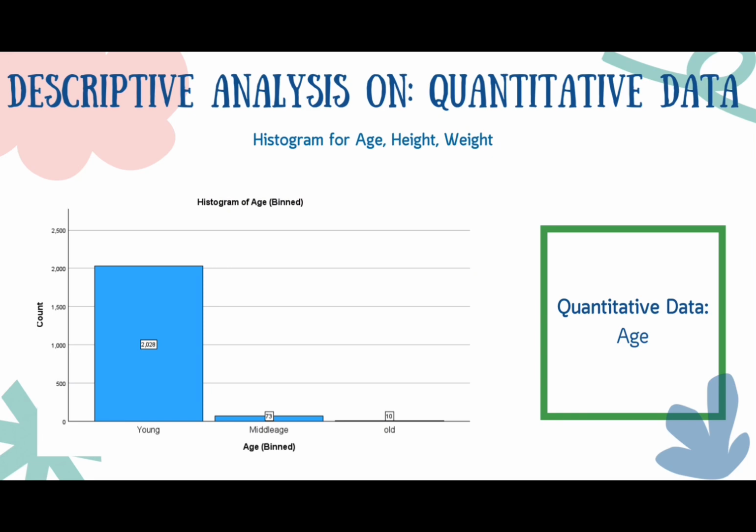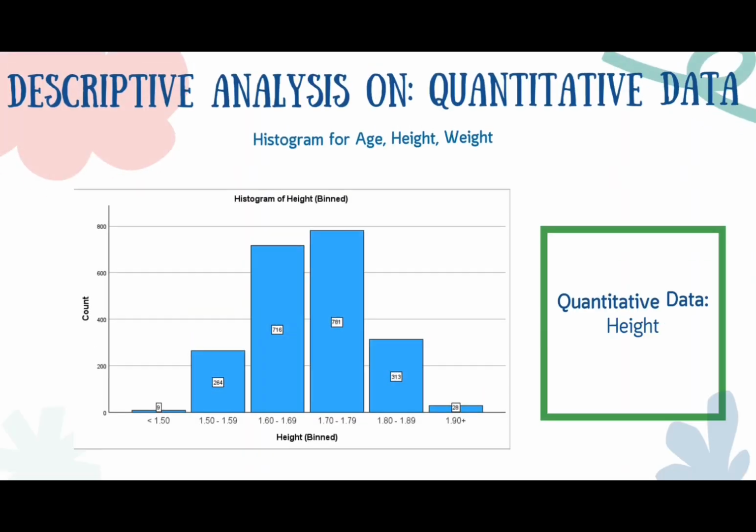These three categories indicate that, as people become older, the frequency dramatically declines and narrows down toward the senior age groups. This distribution is basically pointing out that the sample is primarily composed of younger people, with very few senior age groups included. Histogram for height.